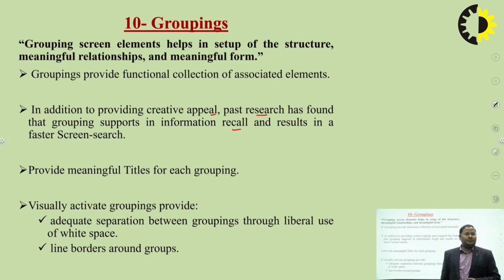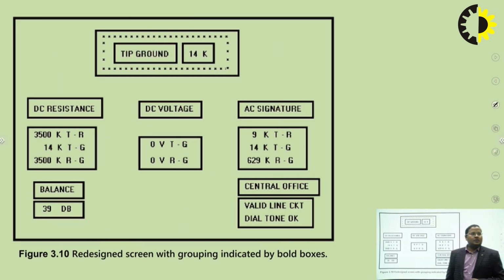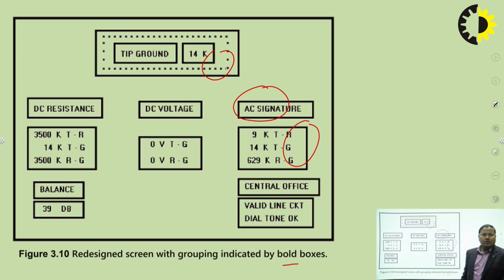Visually active groupings provide sufficient separation between groupings through liberal use of white space and line borders around the groups. Here, grouping is done, which is indicated by bold boxes. Here, one bold box, so one group. This is the second group. This is another group. So, by this border, we are creating different groups on the screen between the screen elements.